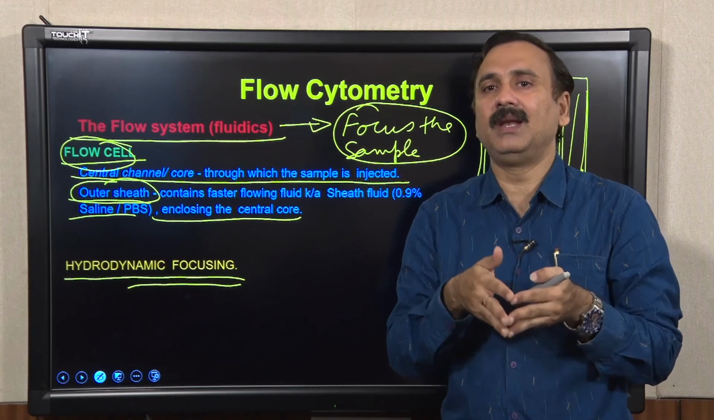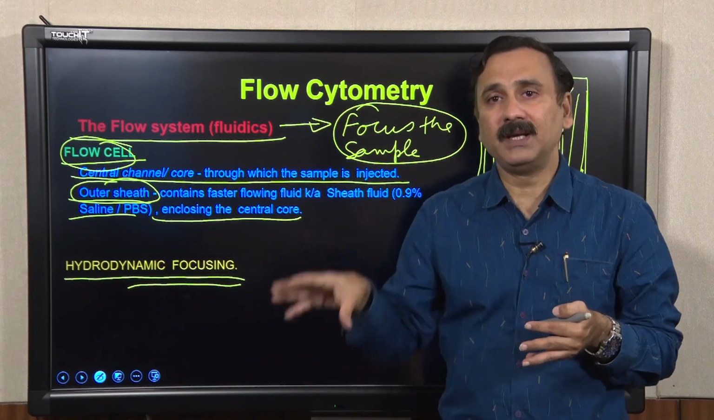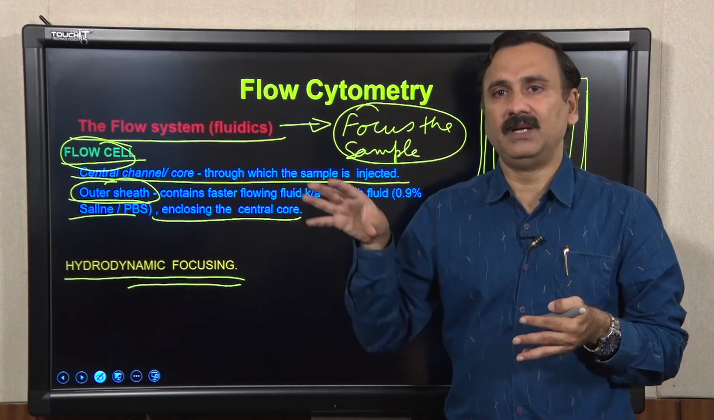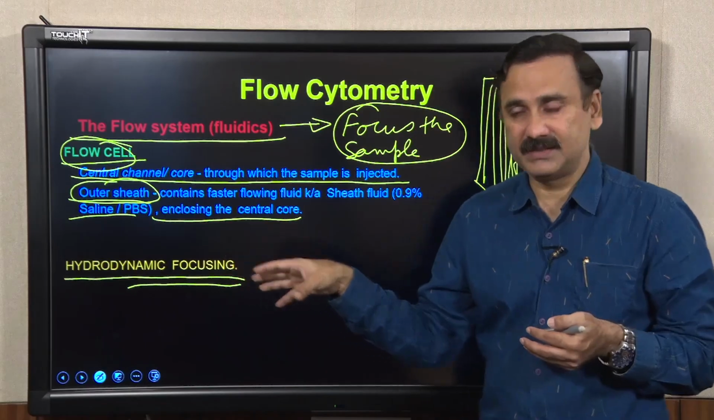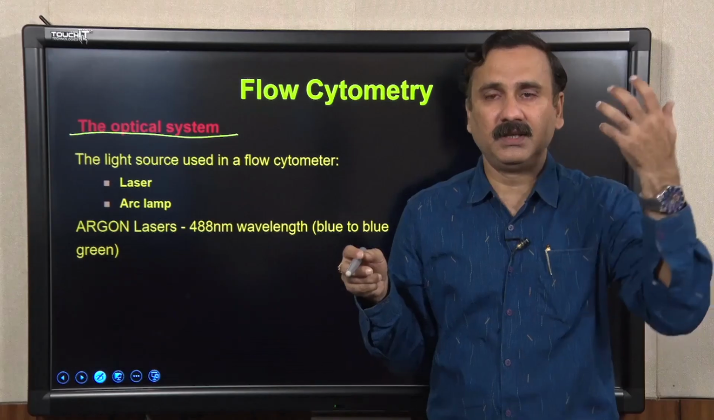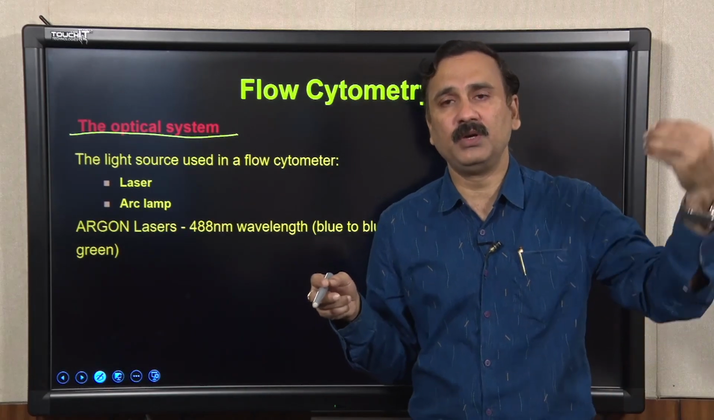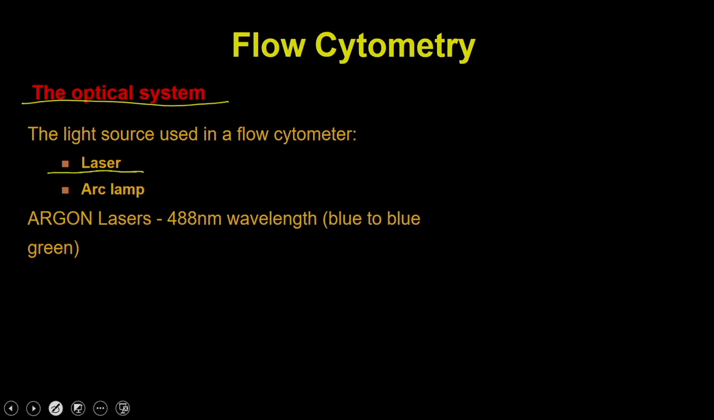Once the single cell comes out, these single cells enter the optical region, where you have different types of source light as well as detector lights. The optical system has two parts. One is the source, which you use to illuminate the sample. You can have a laser as a source, or an arc lamp.